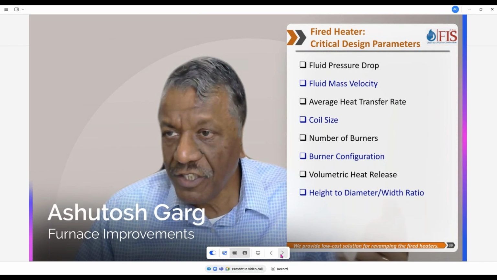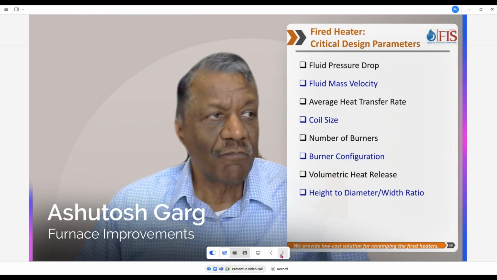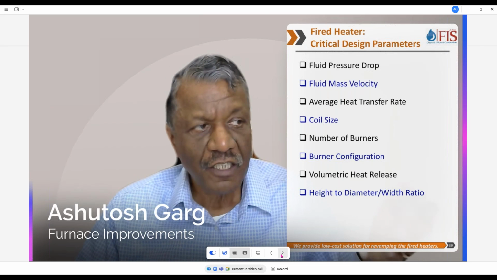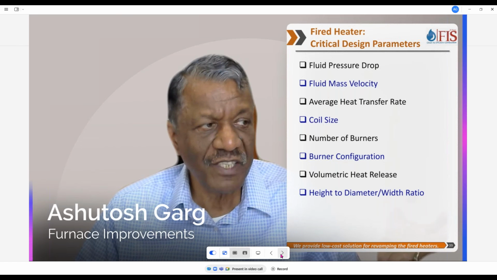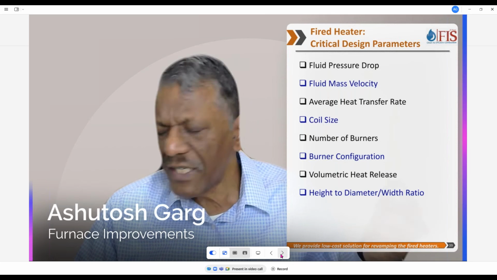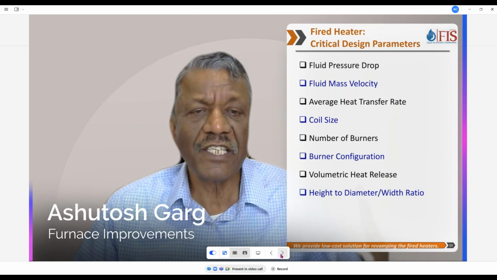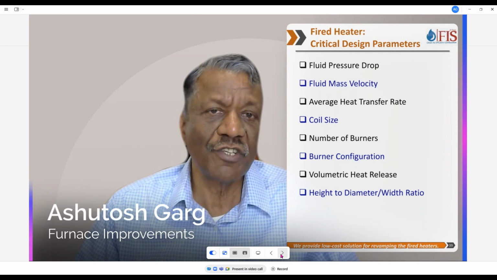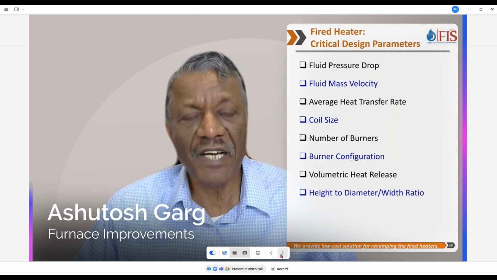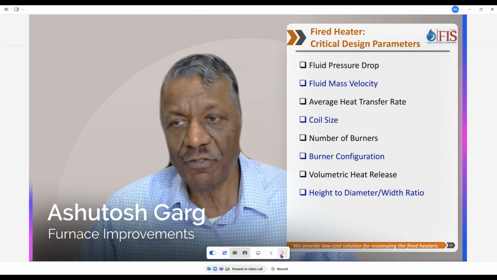In the future sessions, we will be talking a lot more about a number of critical design parameters: fluid pressure drop, fluid mass velocity, average heat transfer rate, coil size, number of burners, burner configuration, volumetric heat release, height to diameter ratios. We have tons of information, because we feel that if we can educate our clients, they will make better decisions, and it will help everybody. An informed client, in our opinion, is a better client than a client who gives everything to you.